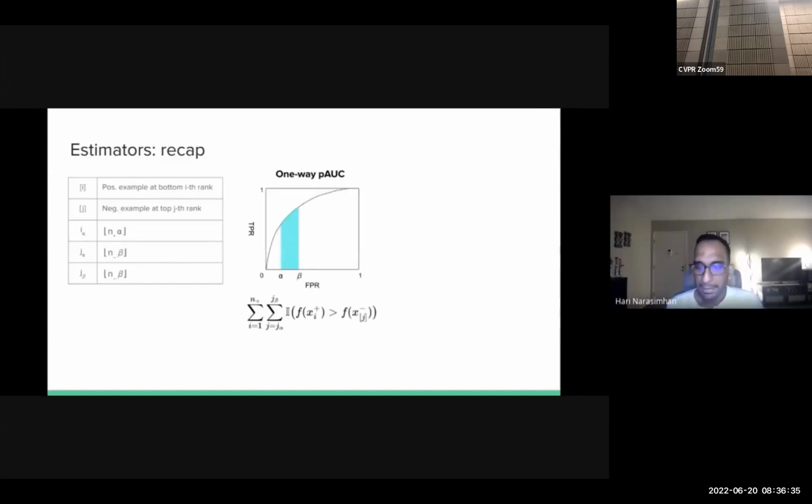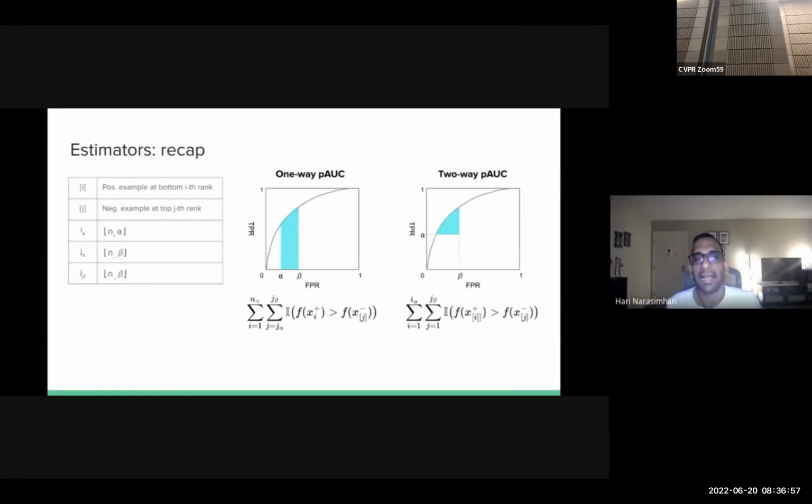The one-way partial AUC metric, which we have seen restricts the false positive rates to an alpha beta range, can be written using the pairwise estimator shown, where we look at all positives but only look at negatives ranked in positions J alpha to J beta. The two-way partial AUC metric, which restricts both the false positive rates and the true positive rates, again has a pairwise estimator shown on the slide, where we look at positives ranked in positions 1 to I alpha from the bottom and negatives ranked in positions 1 to J beta from the top, and formulate pairs using the subset of positives and negatives. The main challenge, of course, in working with these evaluation metrics is in being able to handle this ranking of positive and negative examples.